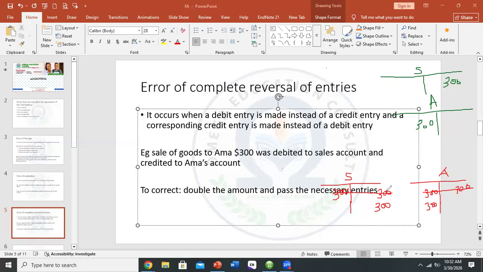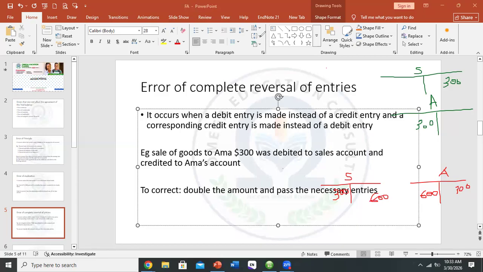But I'm saying that avoid this repetition. So instead of repeating 300, 300, 300, 300, double the figure. If you double 300, 600. So then your entries would have simply been like this. We'll double the amount 600, credit sales 600, and we debit Amma 600 to correct the error. So that's the point I'm making: that for all errors of complete reversal of entries, you double the amount involved and then you pass the necessary entries. Okay, Austin.